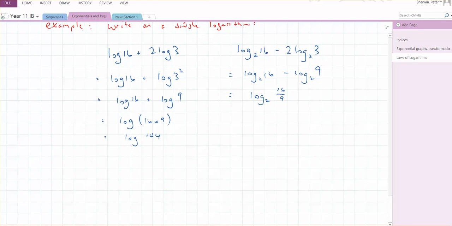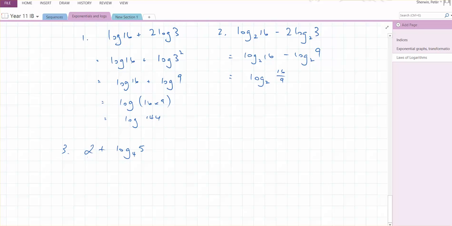Okay, just another type of example, 2 plus log base 4 of 5. Perhaps I should number these so we know where we're going. Now to write this as a single log, I'm going to have to write 2 as a log. So with base 4, what could I write here so that I end up with the same numerical value as 2? I need to write this number here so that when I raise it to 2, I get this. So that's 16. The value of log base 4 of 16 is 2, because I raised 4 to the power of 2 to get 16.